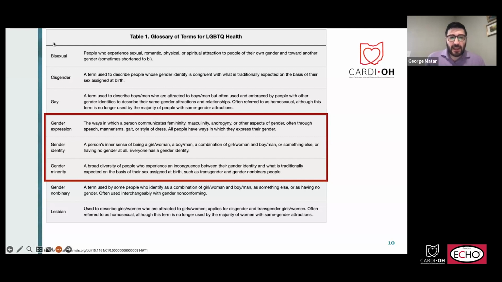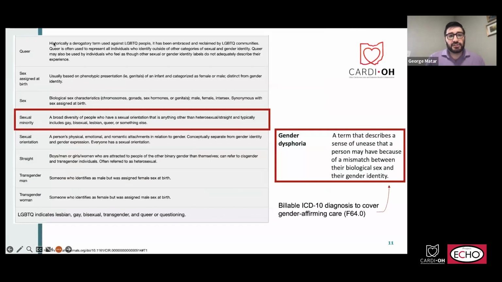Gender minority is sort of the counterpart of a sexual minority patient. So a gender minority is someone whose gender isn't traditionally what's expected of them based on their sex assigned at birth. So these would be transgender individuals or gender non-binary individuals. Sexual minority patients are a broad diversity of people who have a sexual orientation that is anything other than heterosexual, straight, and typically that includes gay, bisexual, lesbian, queer, or anything else.